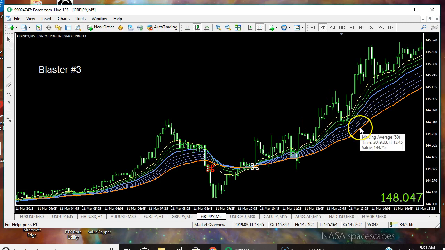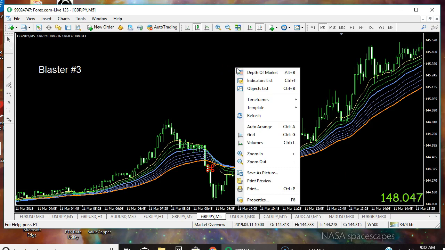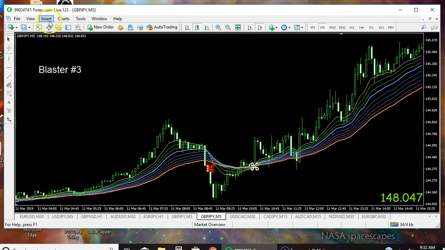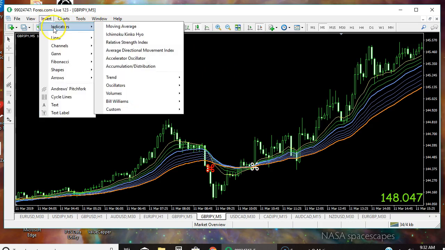Bottom line is, I believe this is a 47 or a 50 moving average EMA, and if you look at your indicators list by right-clicking anywhere on the chart, pulling this up, not only do I have my basic indicators here, the 12, 16, 20, and 24, but I've added something called Gim Along, and this multiple moving average set comes right in your indicator package if you want to add it yourself.